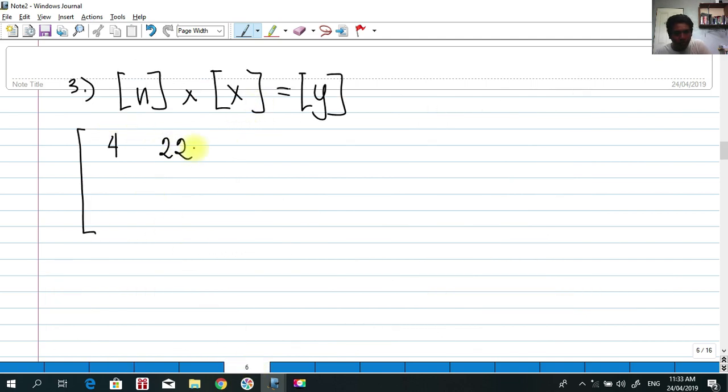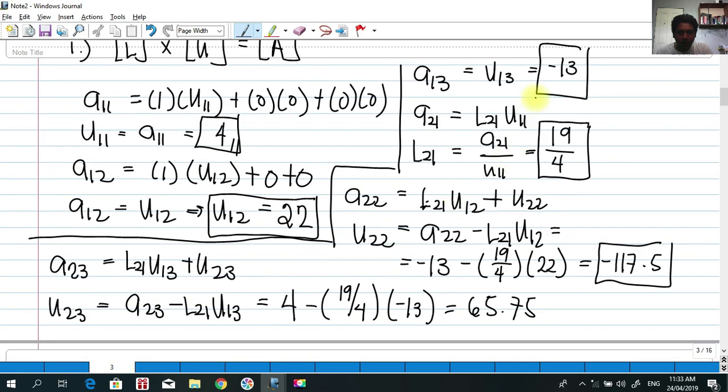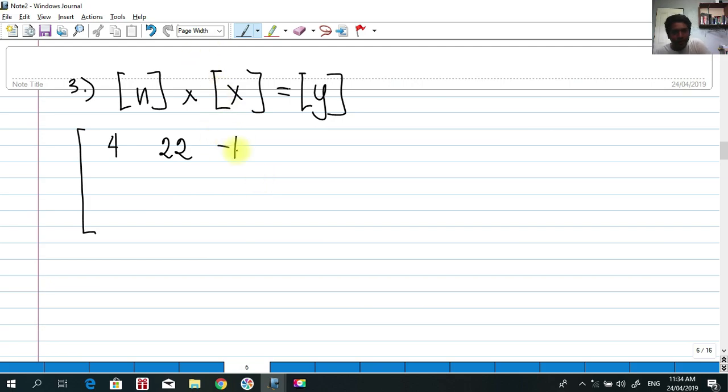U12 is 22. U13 is negative 13. So that is negative 13. So take note that the lower elements of the diagonals are zeros. So we can simply put zeros here. Okay? And this value is actually the U22.